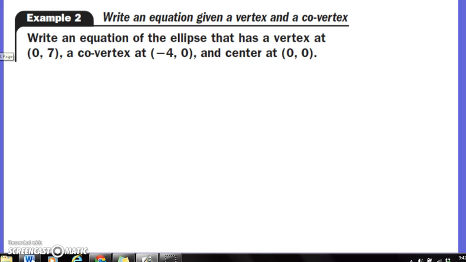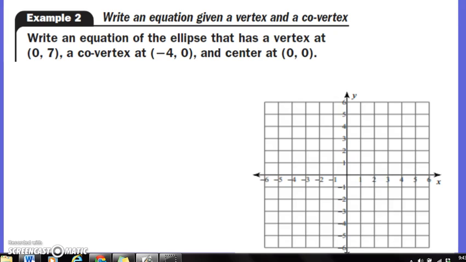All right, next problem. Again, pause when you need. It says, write an equation of the ellipse that has the vertex at (0, 7), the co-vertex at (-4, 0), and the center at the origin. So here, this is what's going to happen. When you have your vertex at 7, let's count by 2s, 2, 4, 6, and between it is 7. I'll pop in the graph to make it easier.